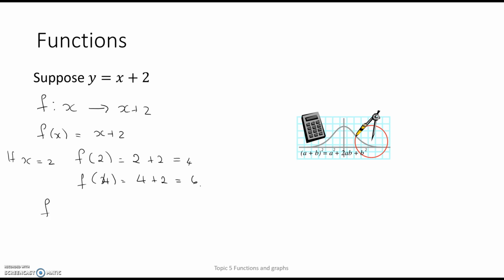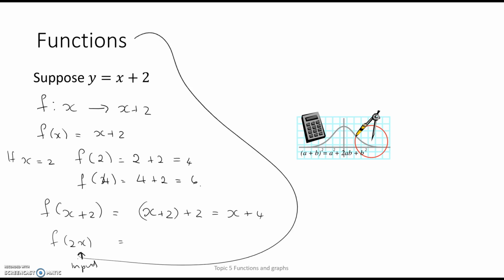What about if we have f of x plus 2? Now, our input is x plus 2, so this becomes x plus 2 plus 2, which is x plus 4. What about f of 2x? This means our input goes all the way up into there, so then it says 2x plus 2. So we can put an actual function into a function.